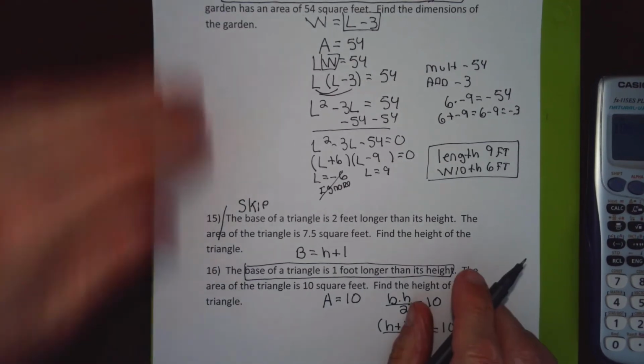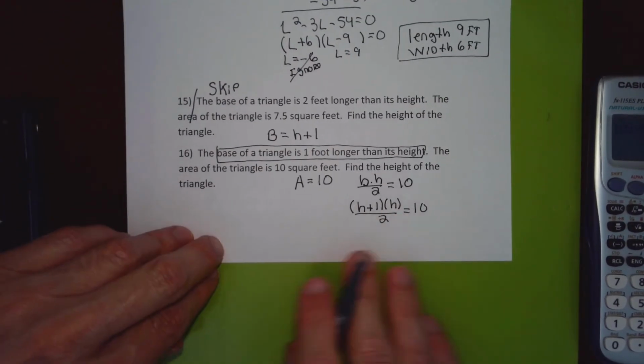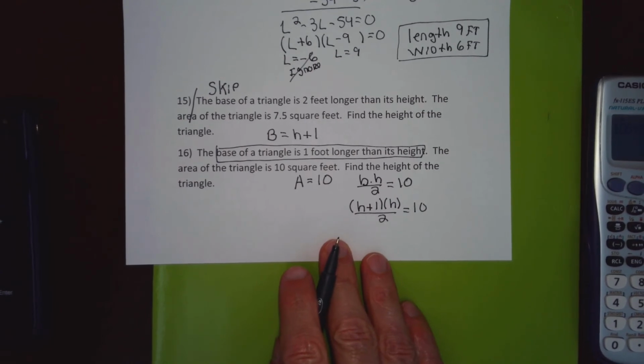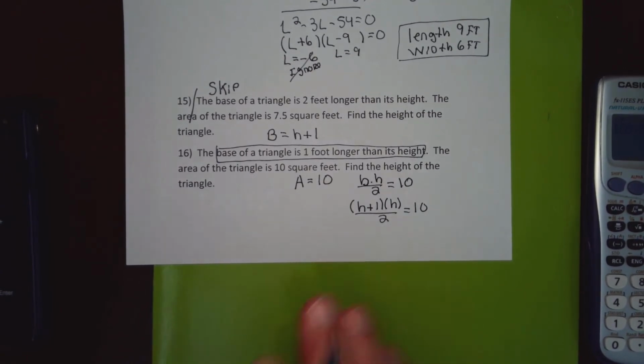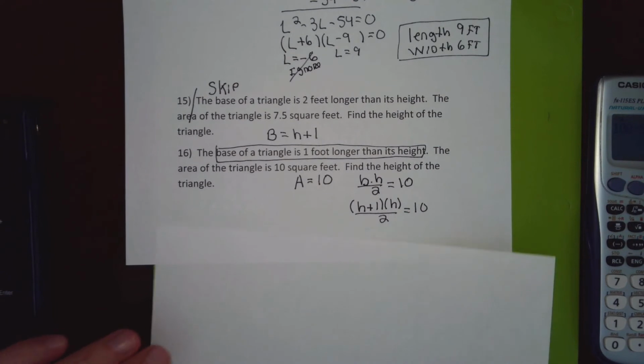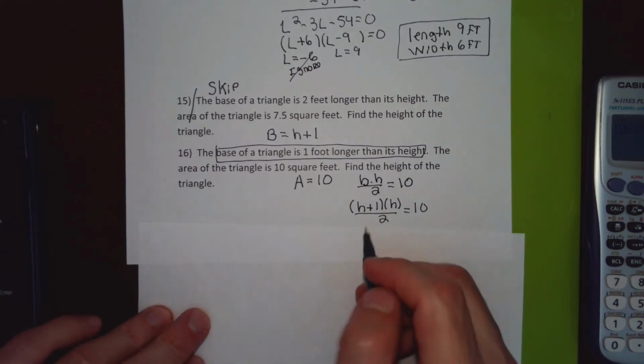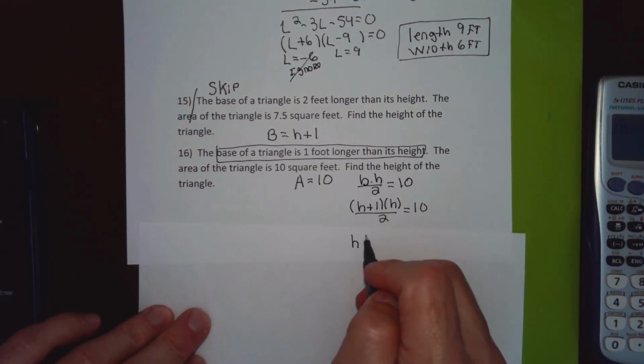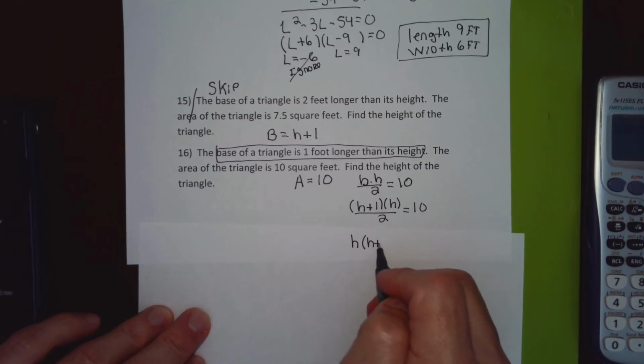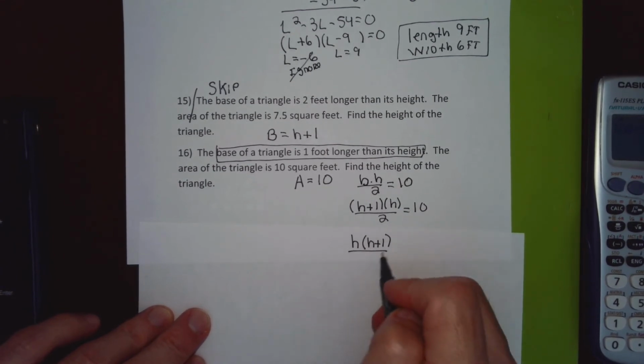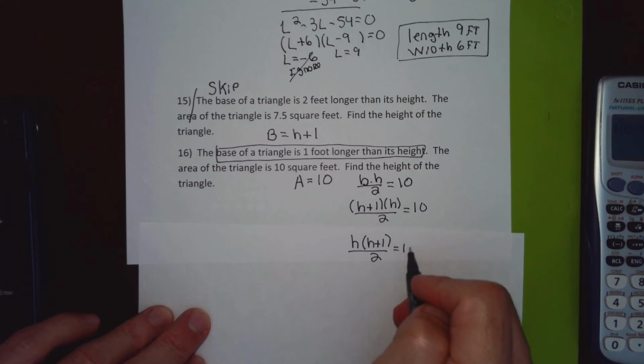And now I have to introduce some new problem solving that we haven't got yet. Wouldn't do this on a test, but in the world of homework, I don't mind springing something new on you. So I need to get this solved. I'm going to fix up the numerator and do this h times h plus 1 over 2 equals 10.